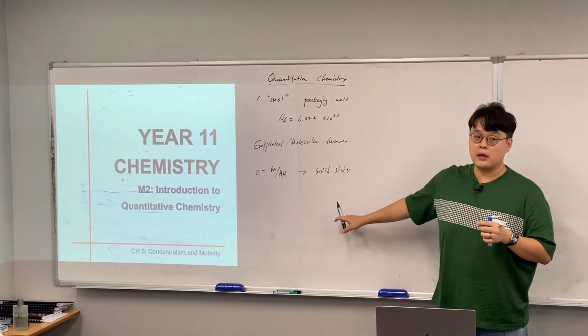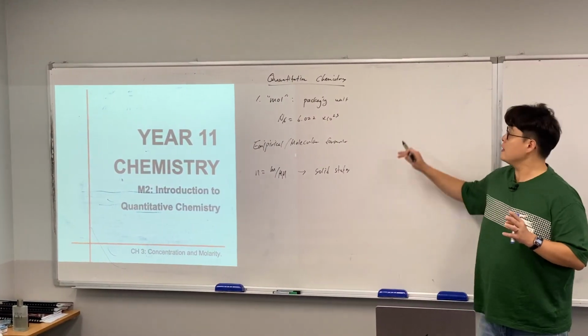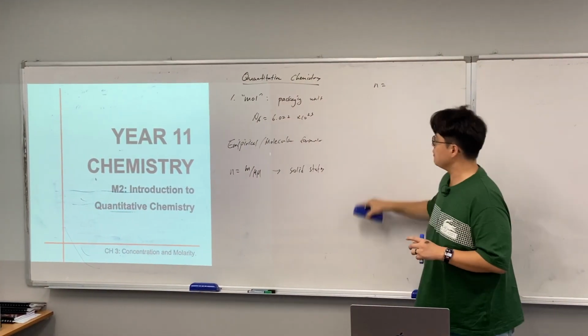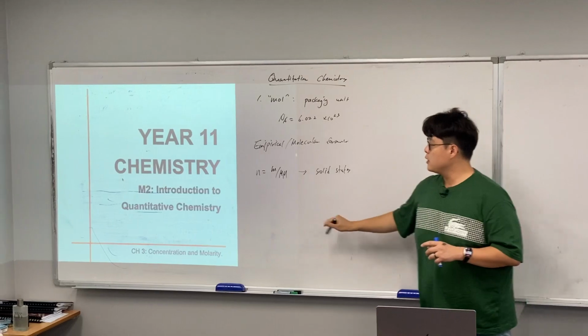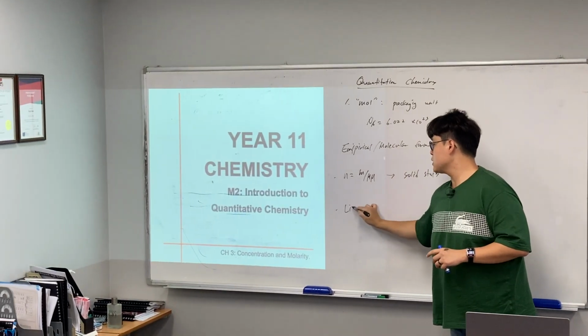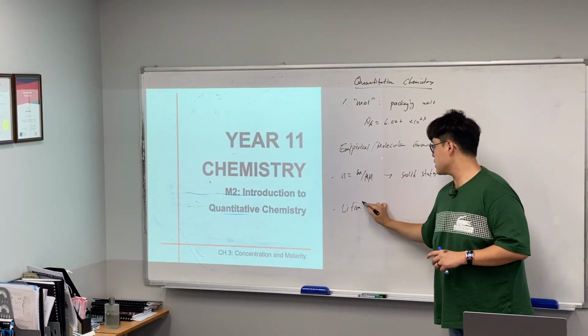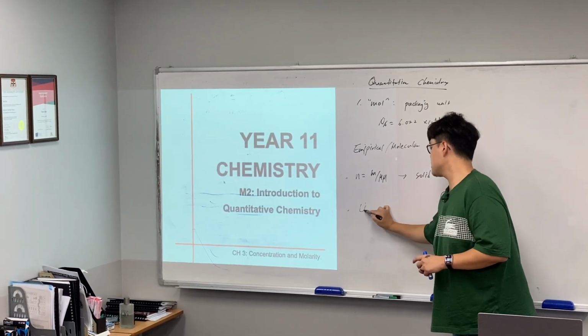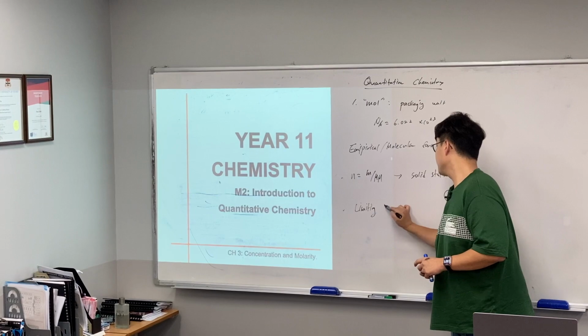Today we're going to learn about different things. We have a new method of finding the number of moles, that's n equals cV, but let's explain that a bit later on too. After that, we practiced limiting reagents.